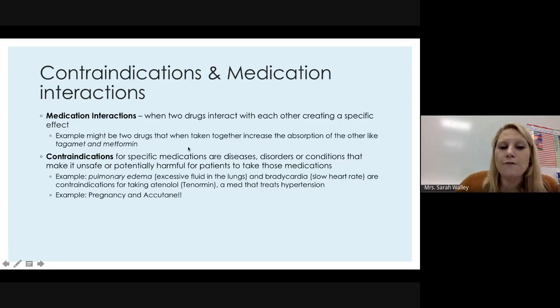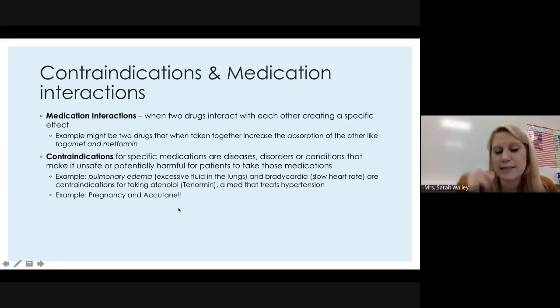Contraindications for specific medications are diseases, disorders, or conditions that can make it unsafe or potentially harmful for patients to take those medications. For example, pulmonary edema, or excessive fluid in the lungs, and bradycardia, or slow heart rate, are contraindications for taking atenolol or Tenormin, a medication that treats hypertension. So if you have these issues, you would not want to take Tenormin, right?